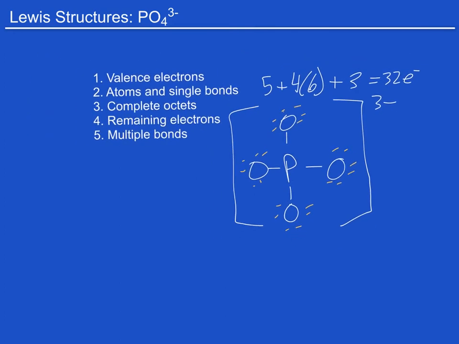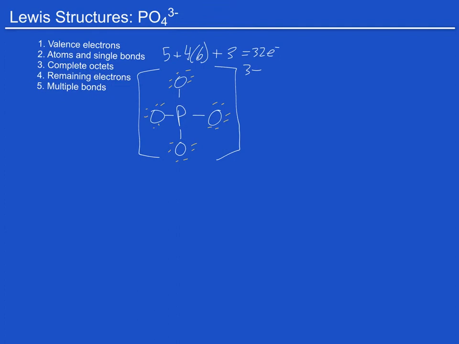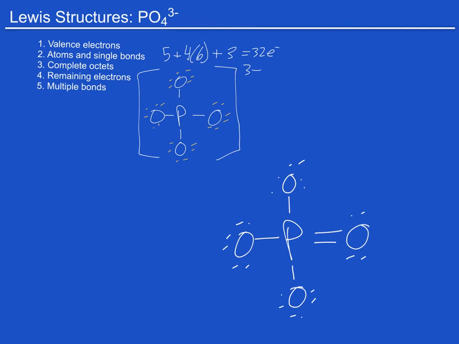Alright, so really quickly going to just shrink this down, move it to the side a little bit, and I'm going to draw this again as well, but with a slightly different structure. Okay, and what we're going to do is we're going to draw it in this way. The reason for this is, remember in the last thing we were talking about expanded octets, and the fact that elements that are down in the third period or below can have more than an octet. Phosphate happens to meet those criteria, so that's one of them.